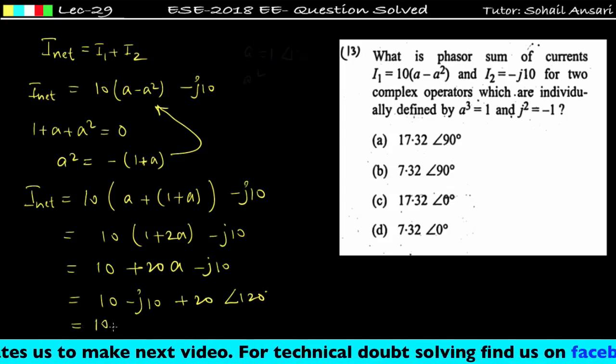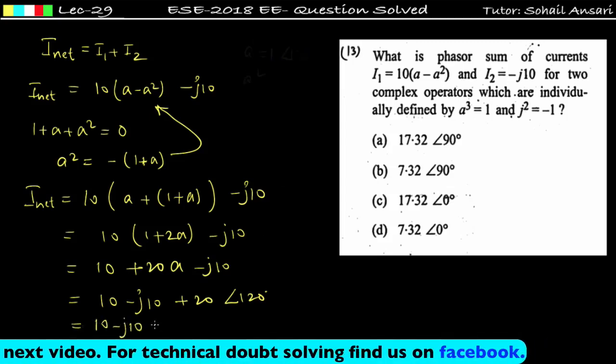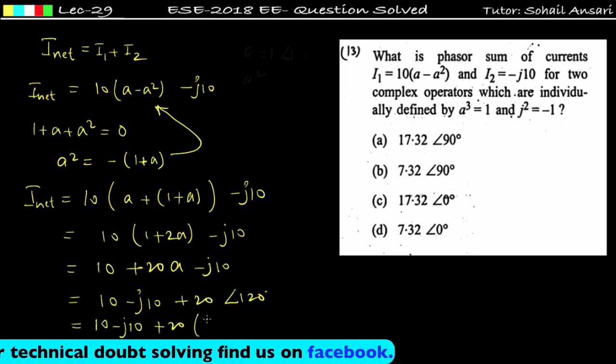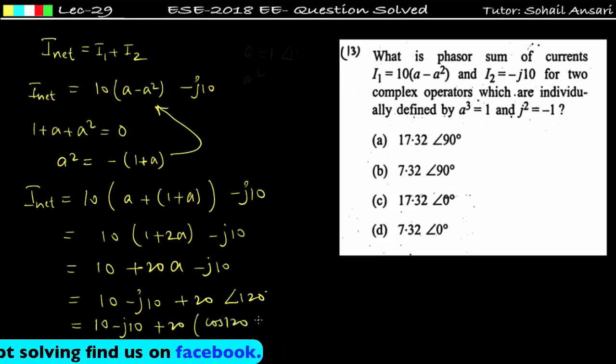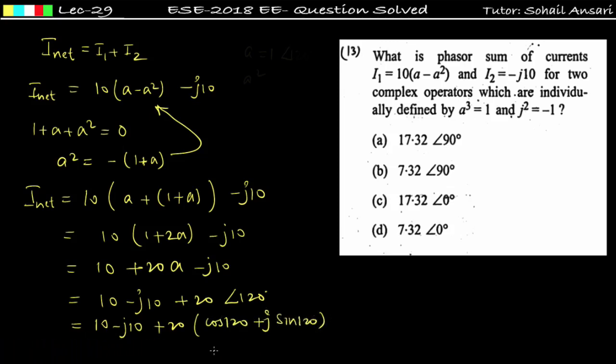So it will be equal to 10 minus j10 plus 20 into cos 120 plus j sin 120. So overall it will be equal to j into 20 sin 120 minus 10, that is equal to 7.32 at an angle of 90. So option B is correct.